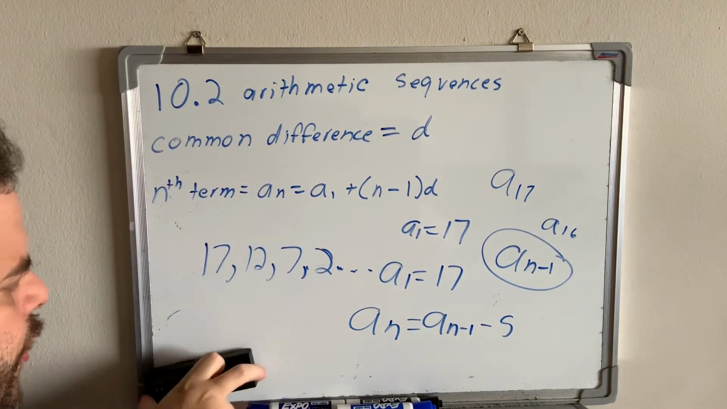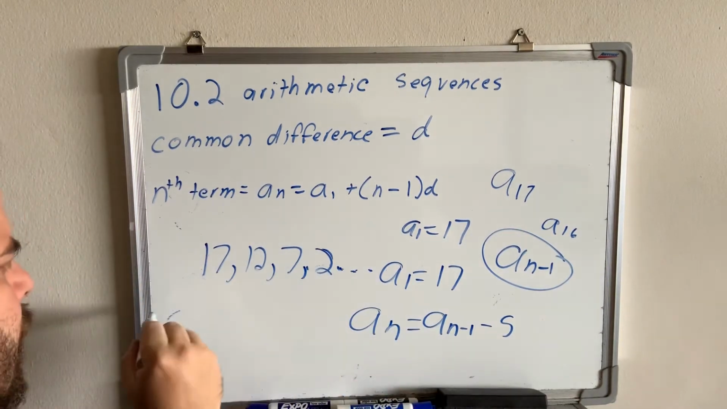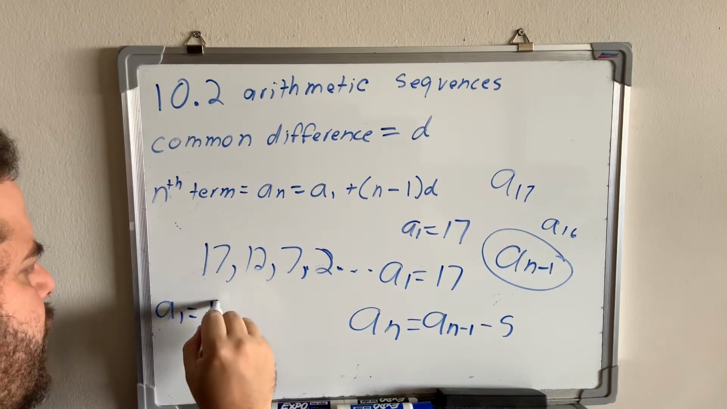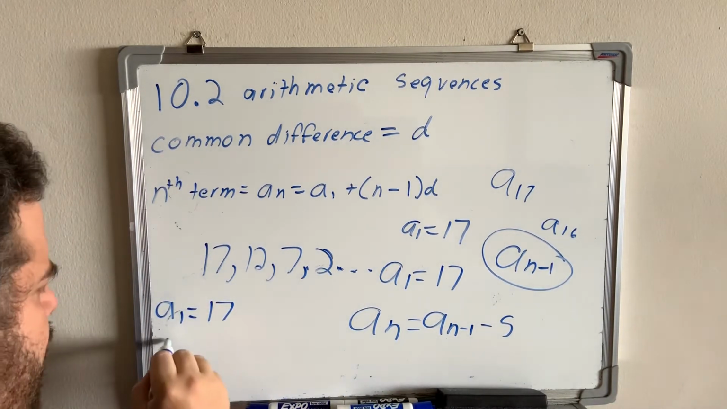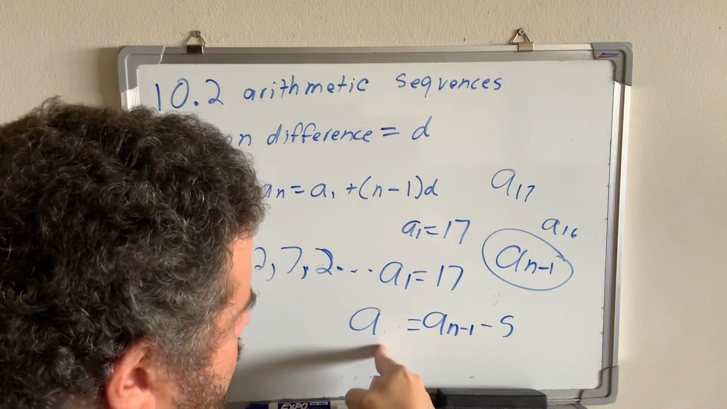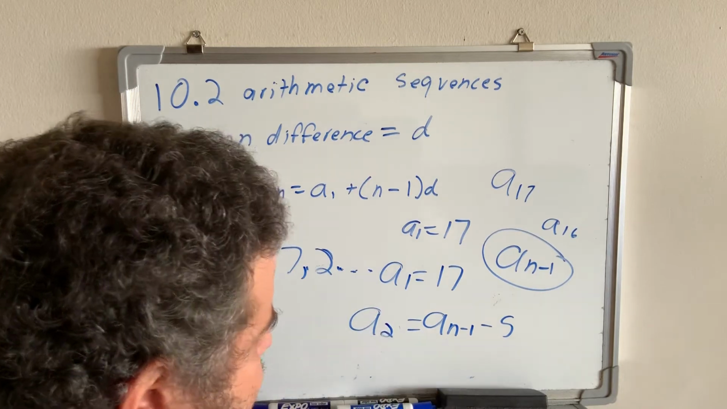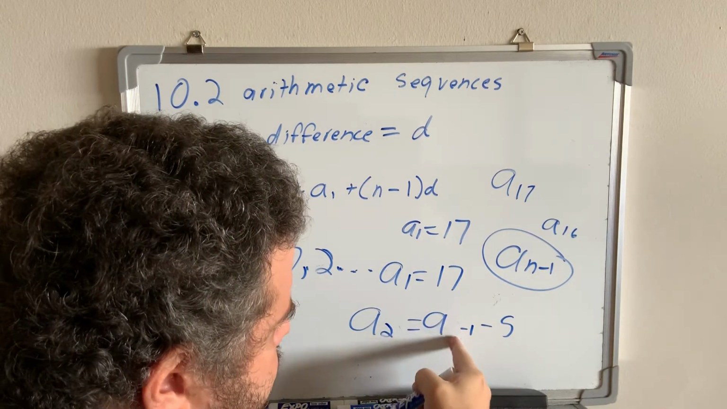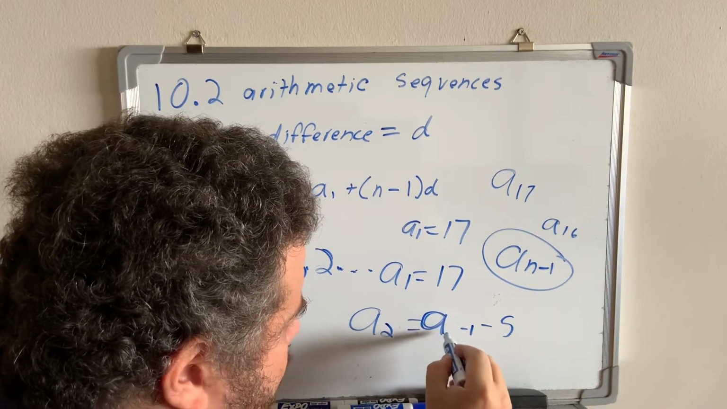So let's confirm my recursion formula. I know my first term is 17. If I want to look for my second term, it would be, and again, this is an a, by the way, not a 9.